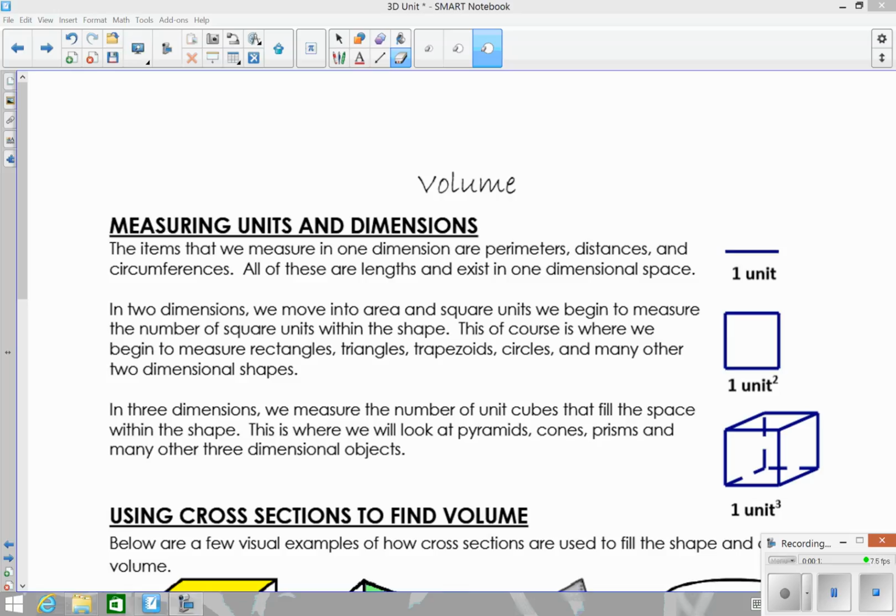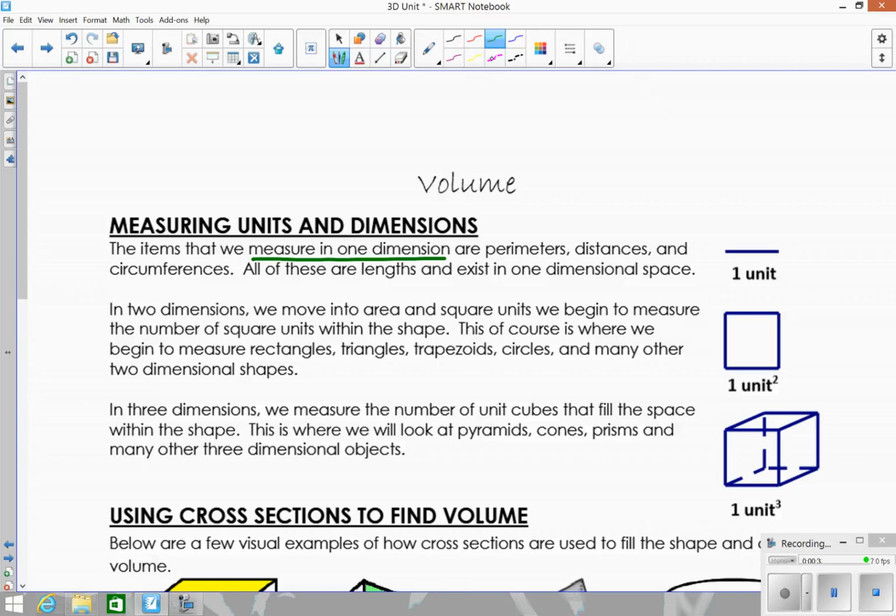So just remember, whenever we're measuring in one dimension, like finding the perimeter, the length of something, or the circumference of a circle, we're always going to just keep the units the same. So for one dimension, the units will just stay whatever units you started with. If you started with centimeters and you add centimeters together, the units are still centimeters.